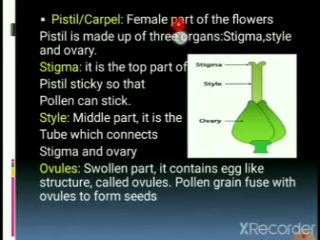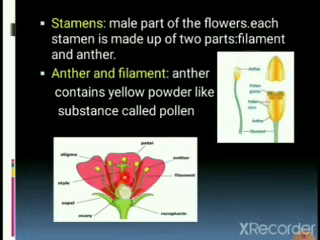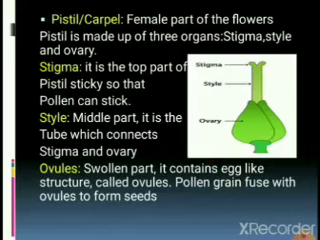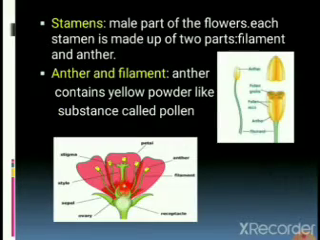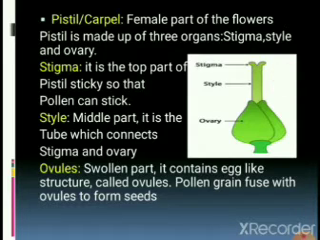Pistil is the female part of the flower. Pistil is made up of three organs: stigma, style and ovary. This is the pistil. It consists of three parts. This portion is the stigma, this one is the style, and this one is the ovary. This is the female part of the plant. This bulky portion is the ovary, the erect portion is the style, and the stigma is this upper portion.